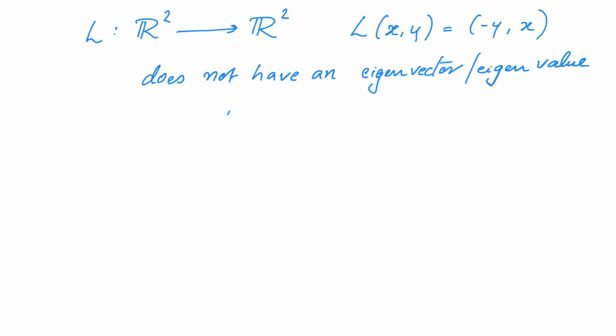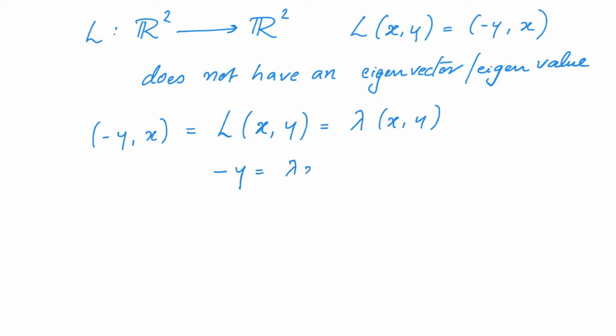L has an eigenvector if and only if there exists some (x, y) such that L of (x, y) is equal to lambda times (x, y). But notice that L of (x, y) is equal to (minus y, x). In other words, we have to solve the simultaneous system of linear equations: minus y is equal to lambda times x, and x is equal to lambda times y.